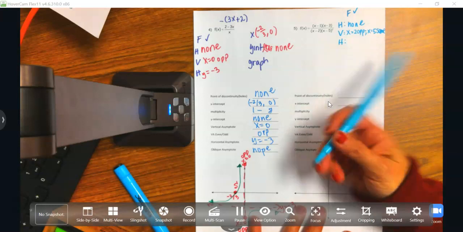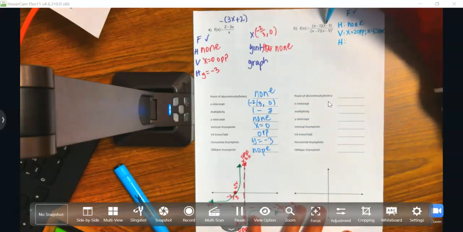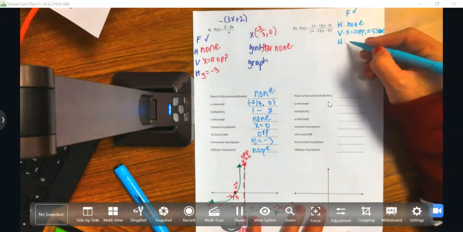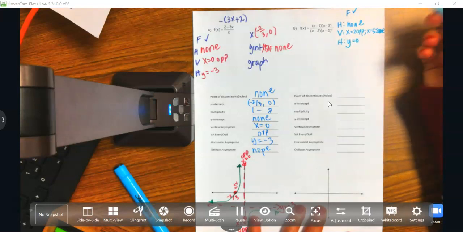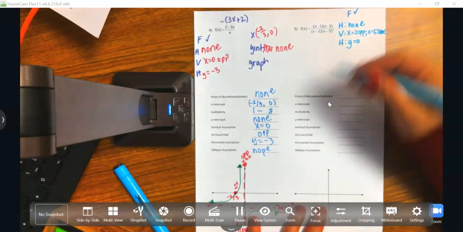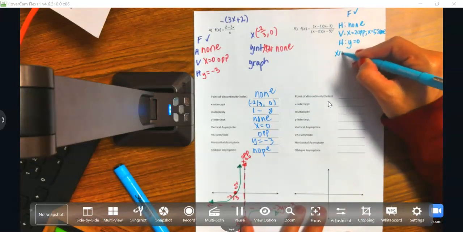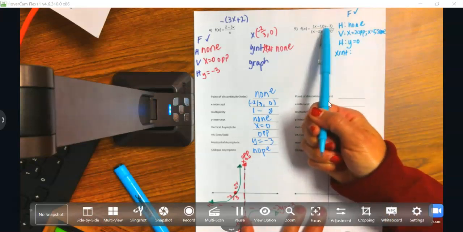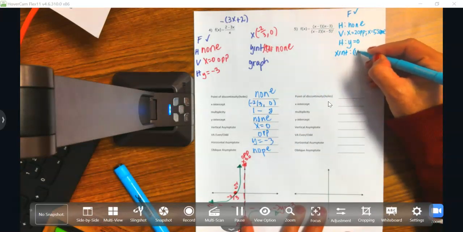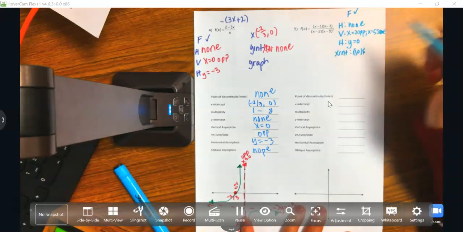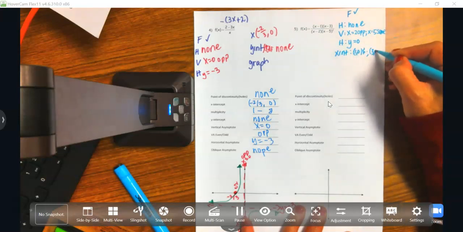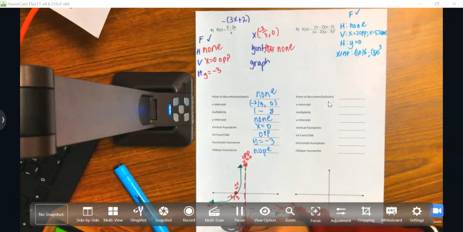Horizontal, I don't know. Let's look at the degree fight. There's 2 degrees at the top. There's 3 degrees at the bottom. So remember, when the denominator wins, it's y equals 0, which means we're not going to have an oblique. Let's go ahead and talk about these x-intercepts. That's going to come from the top. There's 2 of them. We're going to have 1, 0 with straight behavior, and we're going to have 3, 0 with straight behavior because they're both to the first power.